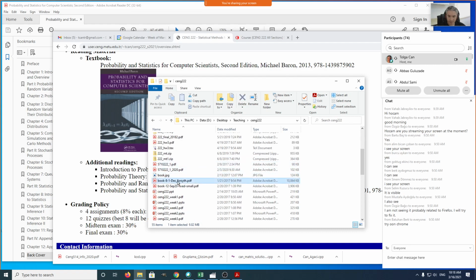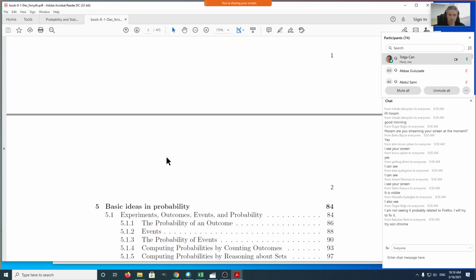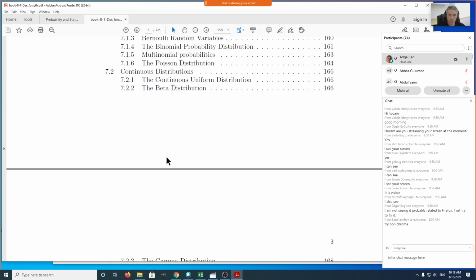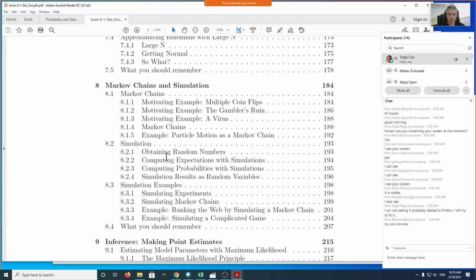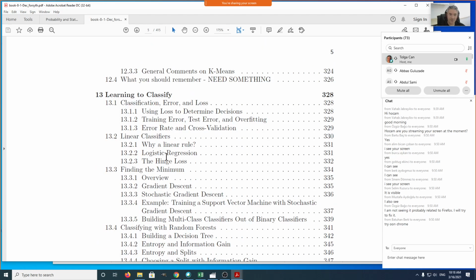Yeah, Forsyth's book. It was freely available. David Forsyth is a really well-known guy in computer vision. He's a computer scientist, and he also has a book which was freely available on his website. I think the draft is available.